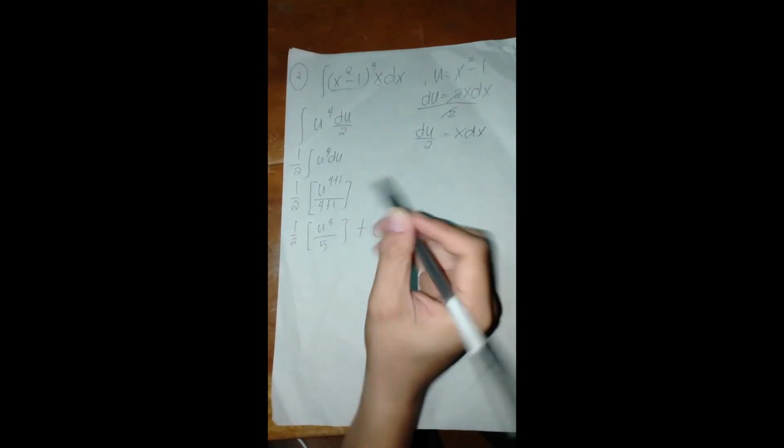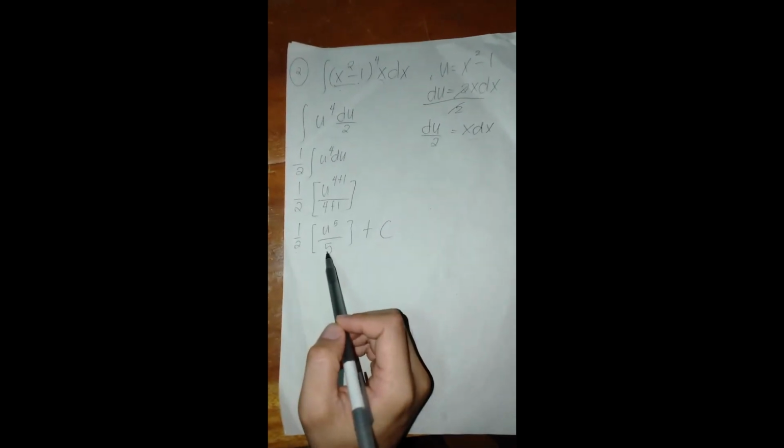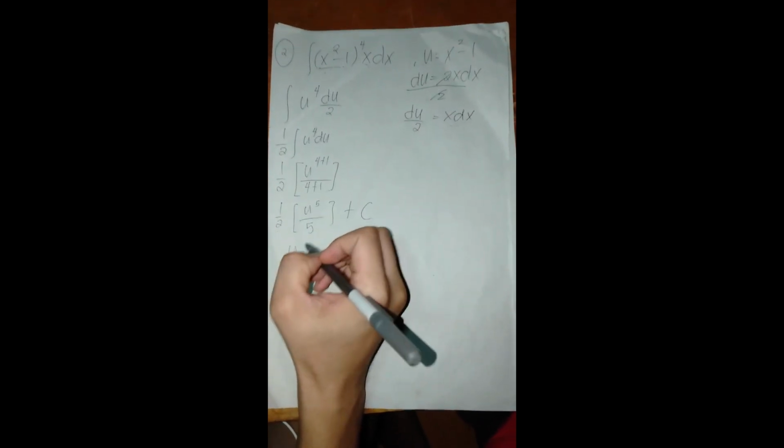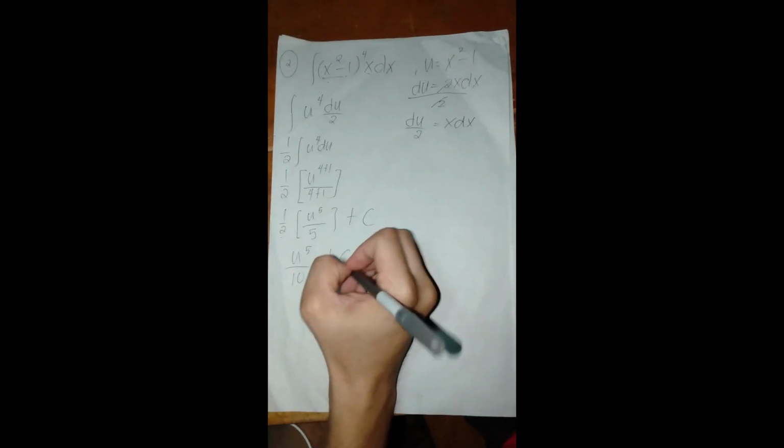plus c. Then just multiply. 1/2 times 1 over 5, so u to the 5, and 5 times 2 is 10, plus c.